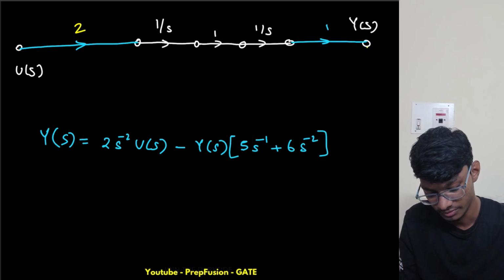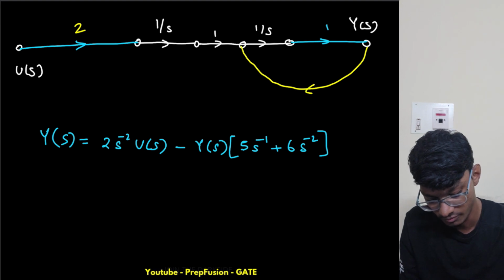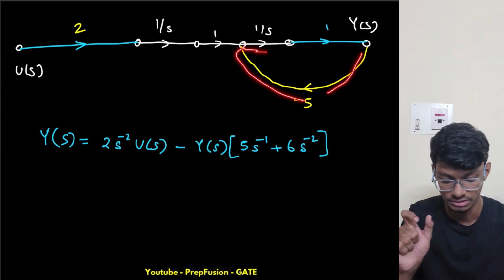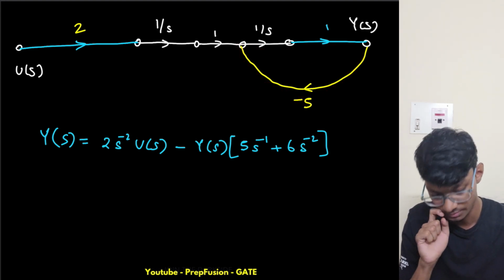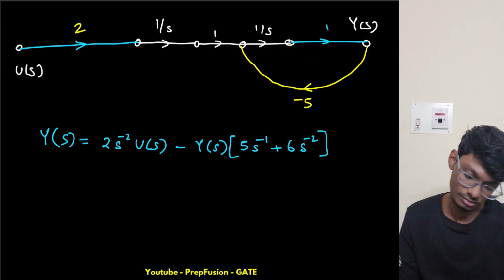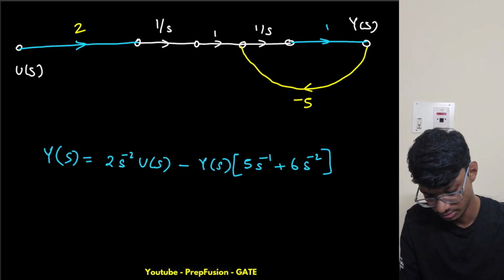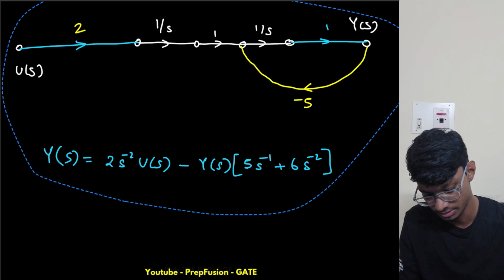So I may take y of s over here. Then if I put a gain of minus 5 from here, what do I see? This y of s times minus 5 times s inverse equals this. So it is getting added over here. Now one more I need to add. What is that? This one. This one I need to add. So again, let me copy this.